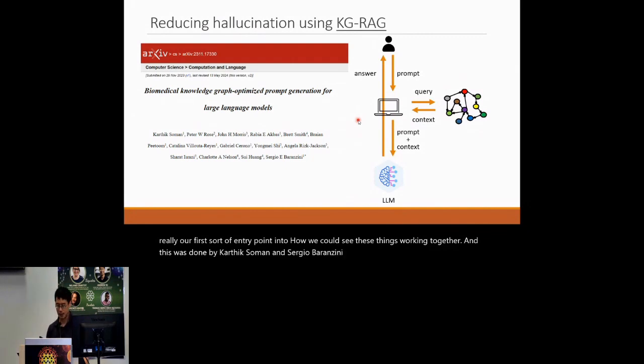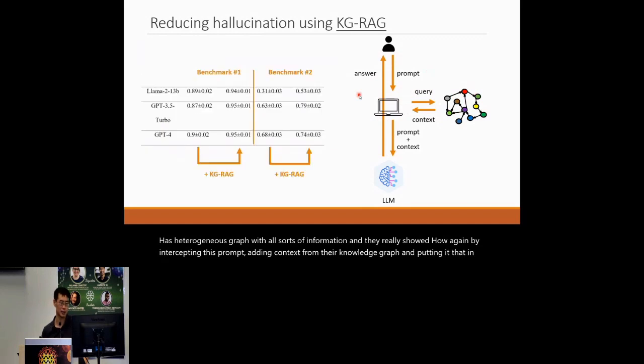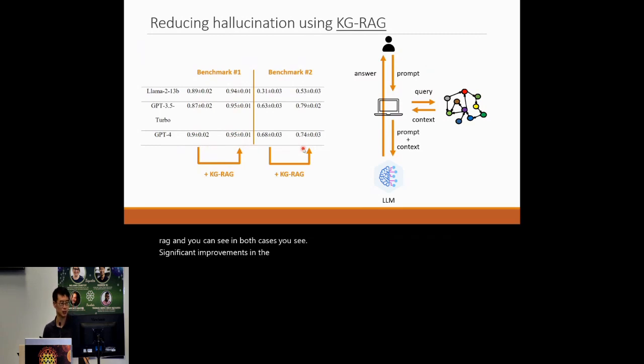Instead of going against document stores over here, they consulted their internal knowledge graph. This was the SPOKE knowledge graph, a heterogeneous graph with all sorts of information. And they really showed how, by intercepting this prompt, adding context from their knowledge graph and putting that in the LLM, they drastically improved their results. I've simplified their results table, but they looked at two different benchmarks. On the left, without the KG-RAG, on the right with the KG-RAG. And you can see in both cases significant improvements in the performance on these two benchmarks for these three LLMs tested.